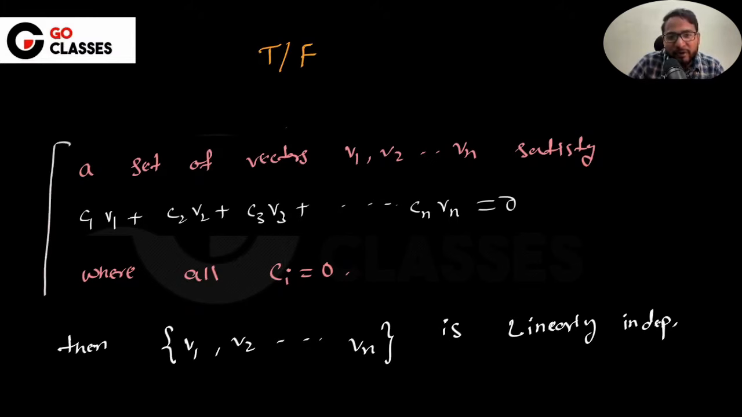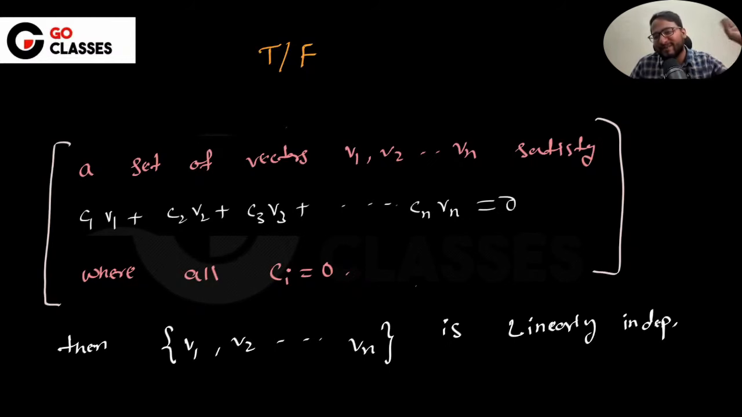Actually, this particular statement is not telling me anything at all. Why? Because if all ci's are zero, then any set will satisfy this equation. A linearly dependent set will satisfy it too. What this statement is giving me is not any information at all. I cannot definitely say it is linearly independent. Maybe dependent. I do not know. Right? So I will connect the dots.